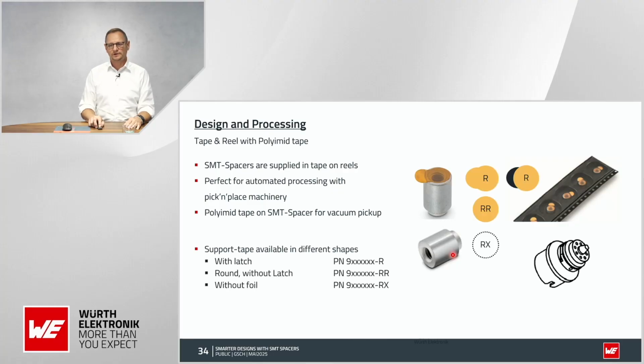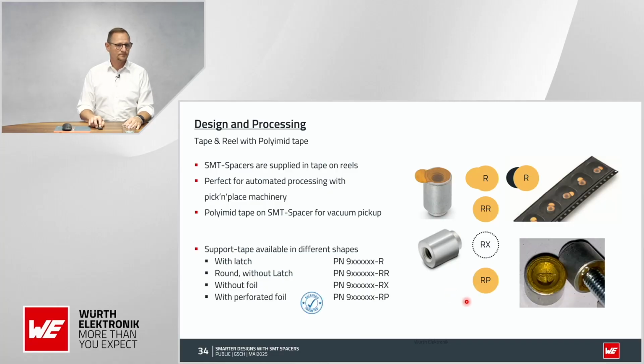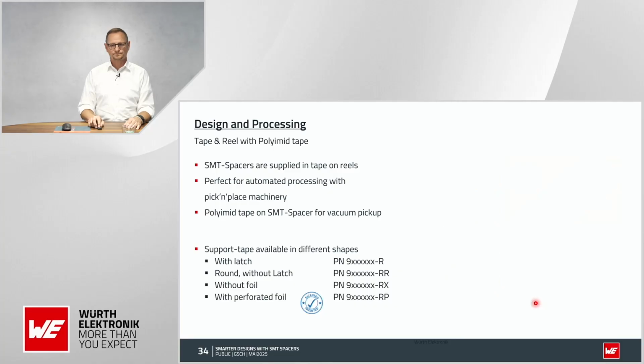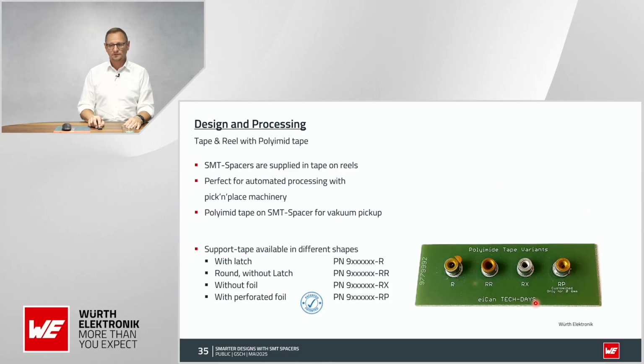So we have different variations, like you can see here. We have the R-type with a flap, we have the RR type without the flap, and the RX type, where you need a special nozzle here, which is then creating a vacuum against the surface. And we also have a patented one, which is called perforated foil. You see this breaking point. You don't have to remove it. You can just use a screw and screw in, and it works. So these are the variations that we have as an example.